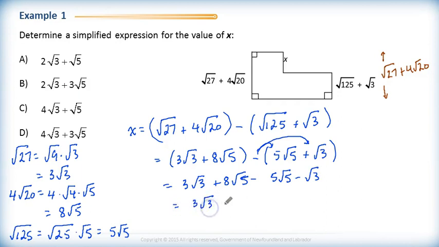The terms that are like are the 3 root 3 minus the 1 root 3 plus the 8 root 5 minus the 5 root 5. 3 root 3 minus 1 root 3, we don't normally write the 1 in front there. That gives us 2 root 3, and 8 root 5 minus 5 root 5 gives us 3 root 5. So B is our answer.